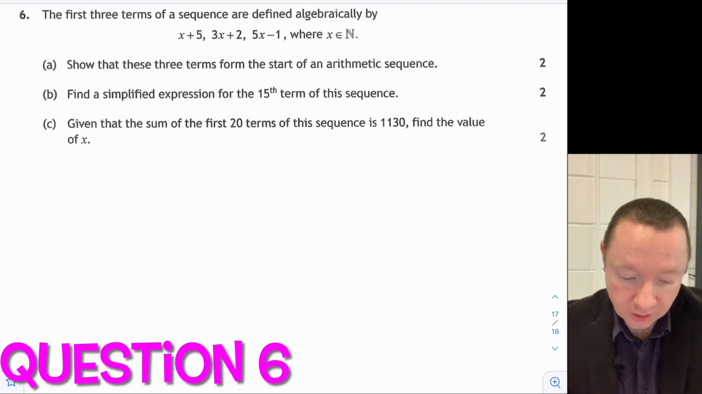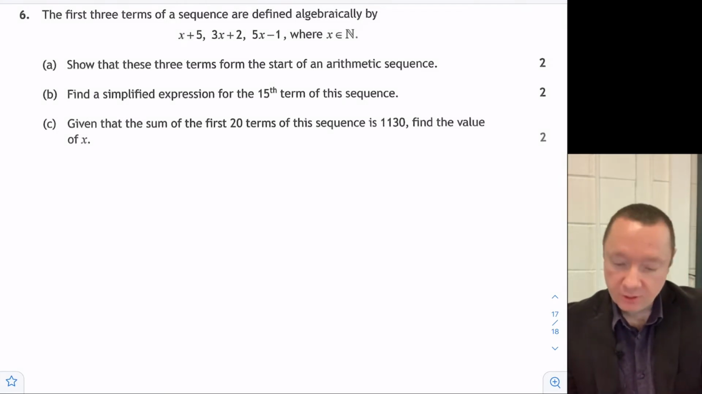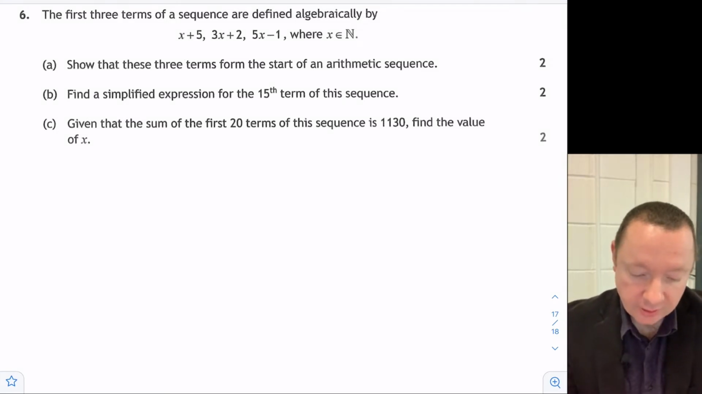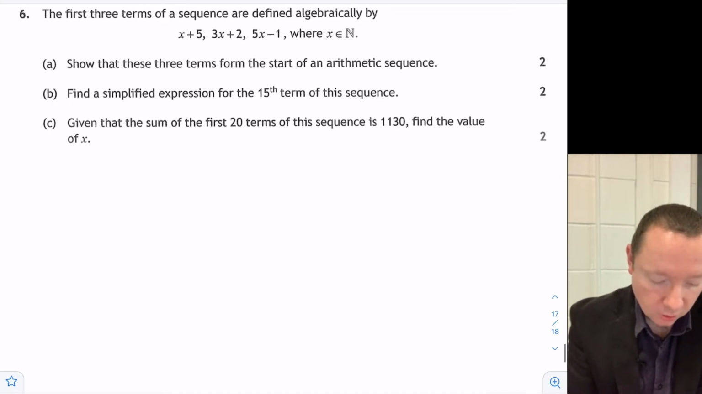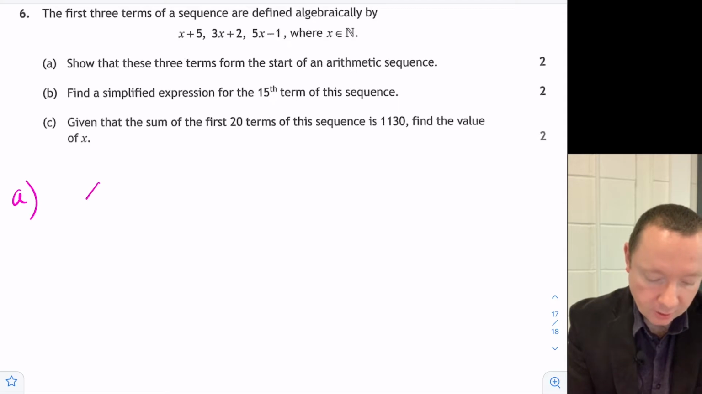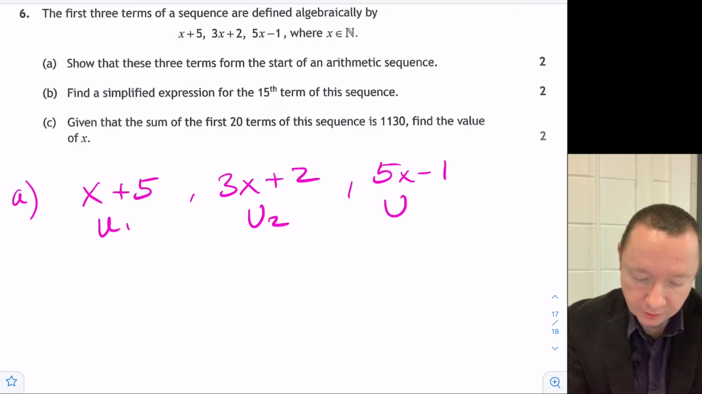The first three terms of a sequence are defined as x plus 5, 3x plus 2, and 5x minus 1, where x is a member of the natural numbers. So the first three terms form the start of an arithmetic sequence. Okay, let's start doing that. So let's say x plus 5 is u1, 3x plus 2 would be u2, our second term, and 5x minus 1 would be u3.